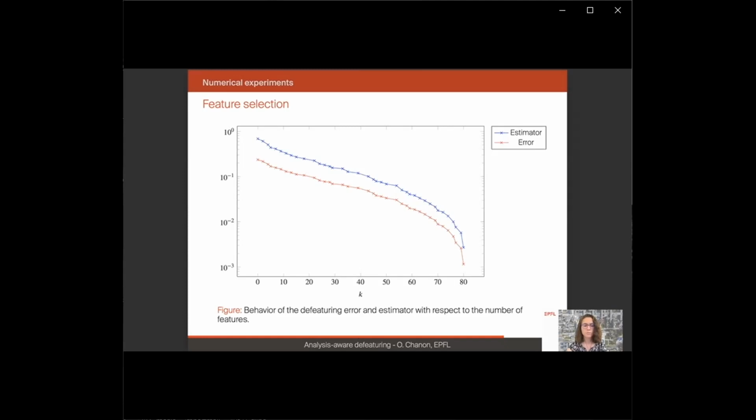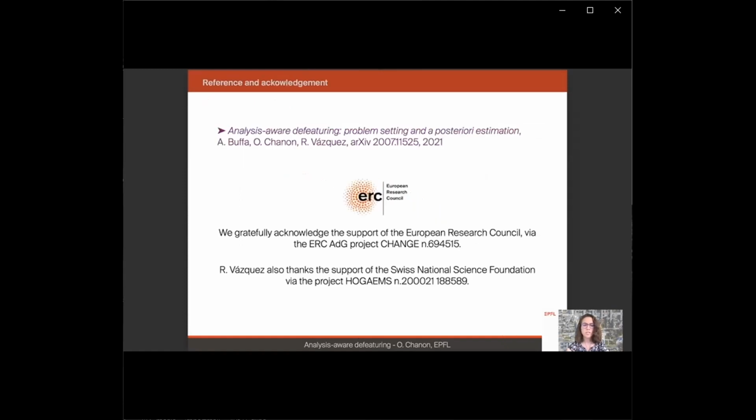If instead we allow for an error of 1%, then we need around 70 holes. We can therefore see that the estimator is able to tell us which and how many features can be removed to simplify the computation and which features should be kept given a certain tolerance on the defeaturing error. For more information and for the mathematical details and proof, you can refer to our recent preprints. Thank you.